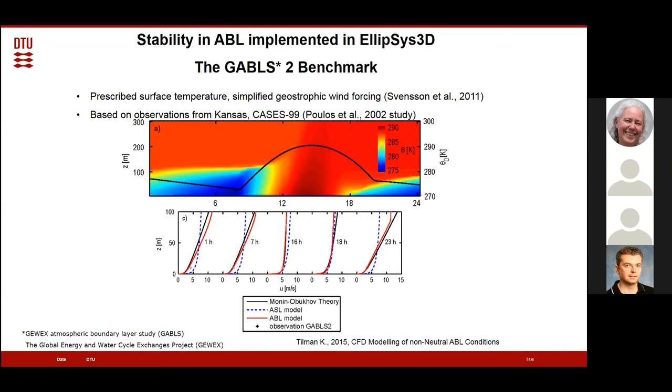We started looking in our Ellipsis 3D microcode at the implementation and the effects of stability on the velocity profile some time ago, with the work of Tilman Koblitz in 2015. He focused on the Gables 2 case, which is an idealized case with constant geostrophic wind, where diurnal cycle effects are brought about using the surface temperature variations. He showed that Ellipsis can reproduce those stability effects on the velocity.